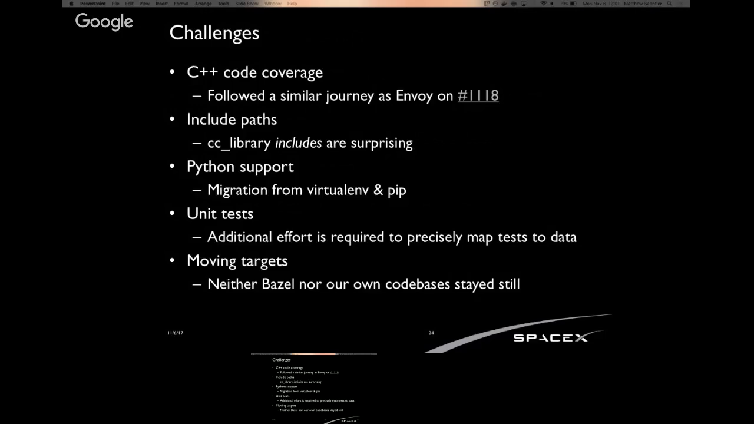So we spent a lot of time getting something working here, but it was a lot of climbing into Bazel itself and making some local modifications. So that was quite a bit of effort expended on that.